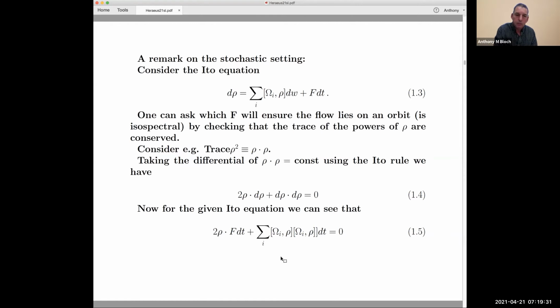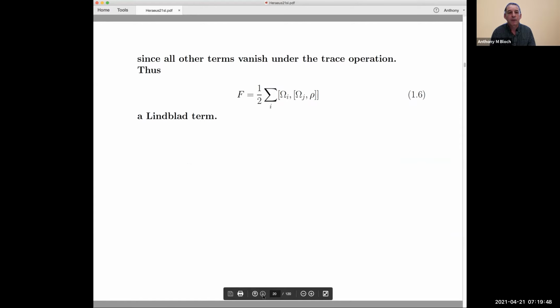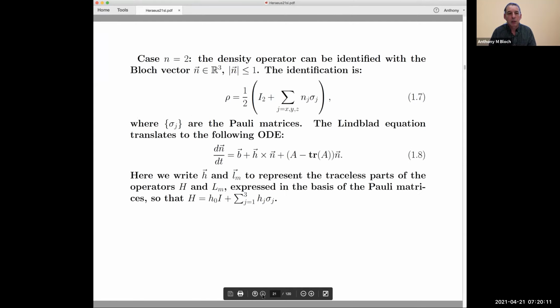If you take rho dot rho using the Ito calculus, and you choose it so that things lie on the orbit, that means rho dot rho is equal to constants. You get an Ito equation, which looks like the equation I wrote at the bottom of the page here, 1.5. And you can check that again, you get some sort of double bracket term, omega_i, omega_j, comma rho, the kind of Lindblad term, which preserves the dynamics. So in some sense, it's related to the stochastic setting and also to the infinite setting, but we're just using the simple deterministic form of the Lindblad term.